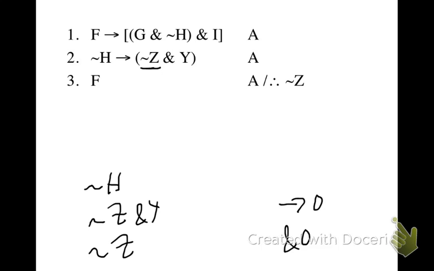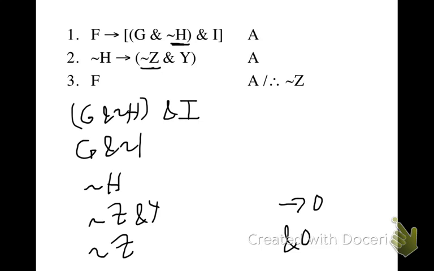Well, not h is right here in the g and not h and i. So if I could get g and not h and i out, well, then I could break out the g and not h, and then I could get not h by ampersand out. Okay, well, I can get g and not h and i by 1, 3, arrow out.